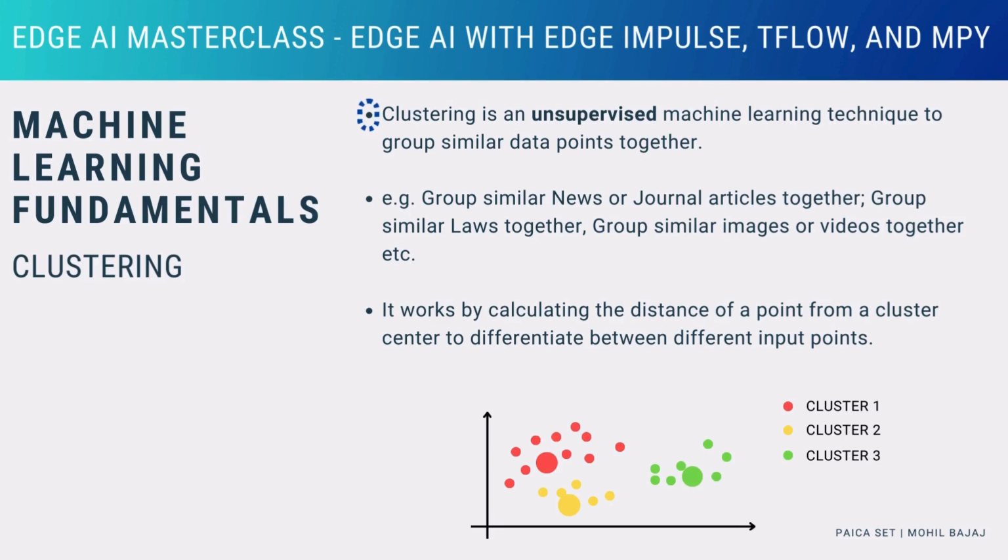Lastly, we have clustering. Clustering is a type of unsupervised learning technique used to group a set of objects in such a way that objects in the same group are more similar to each other than to those in other groups. Unlike classification, clustering doesn't know the class outcome in advance. It explores the data and groups similar items together.